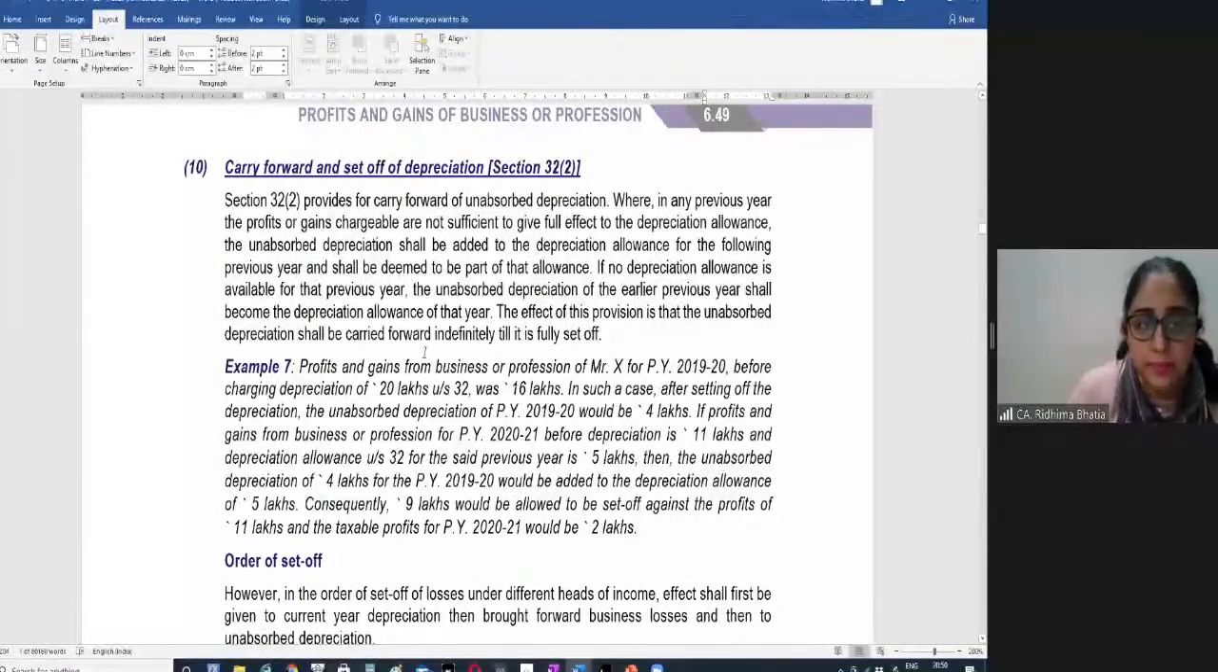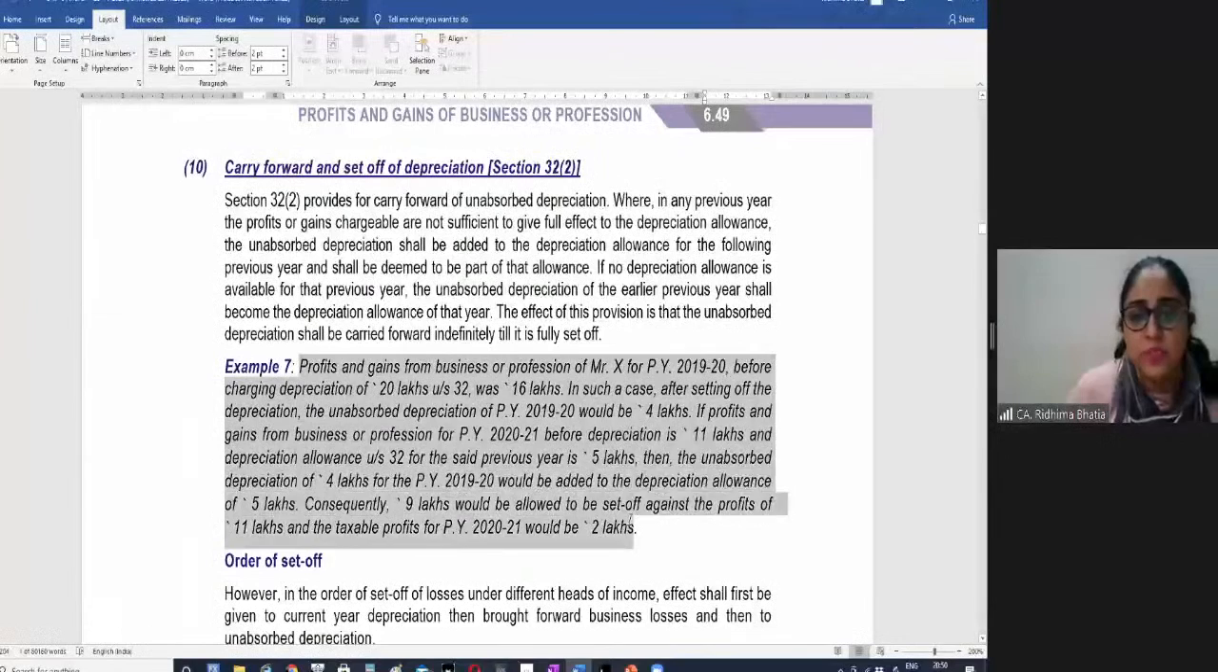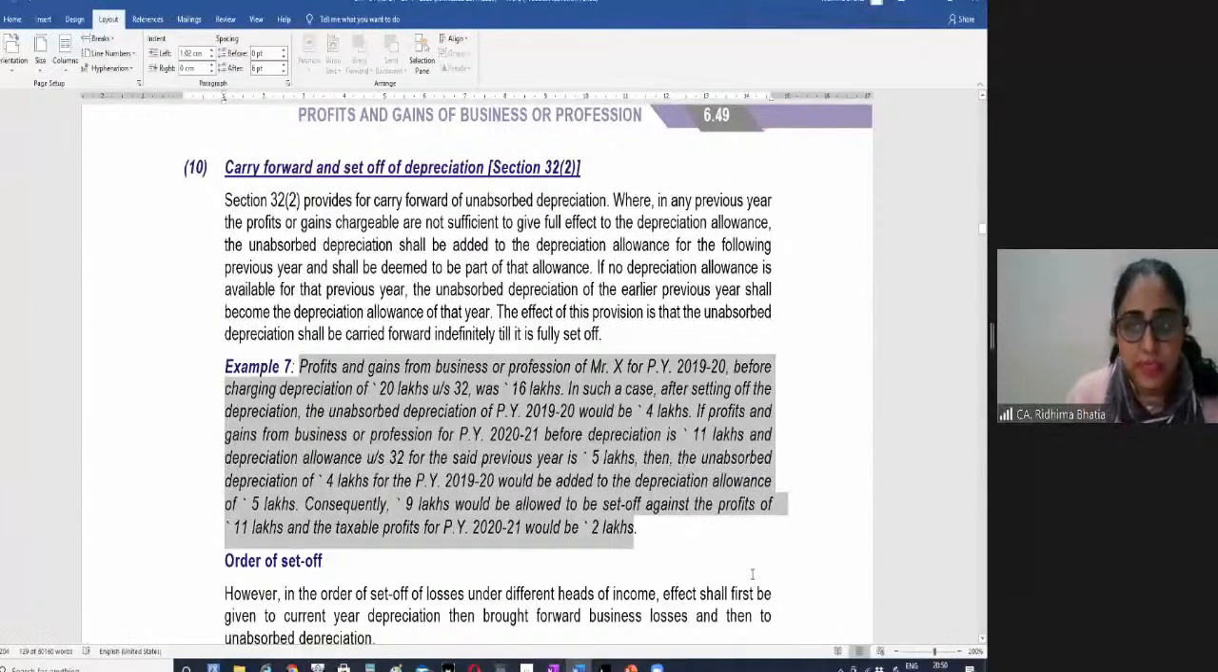So let's take an example. Profits and gains from business and profession of Mr. X of previous year 2019-20 before charging depreciation is 16 lakhs, and depreciation under section 32 was 20 lakhs. In such a case, after setting off the depreciation, the unabsorbed depreciation for previous year 2019-20 would be 4 lakhs.